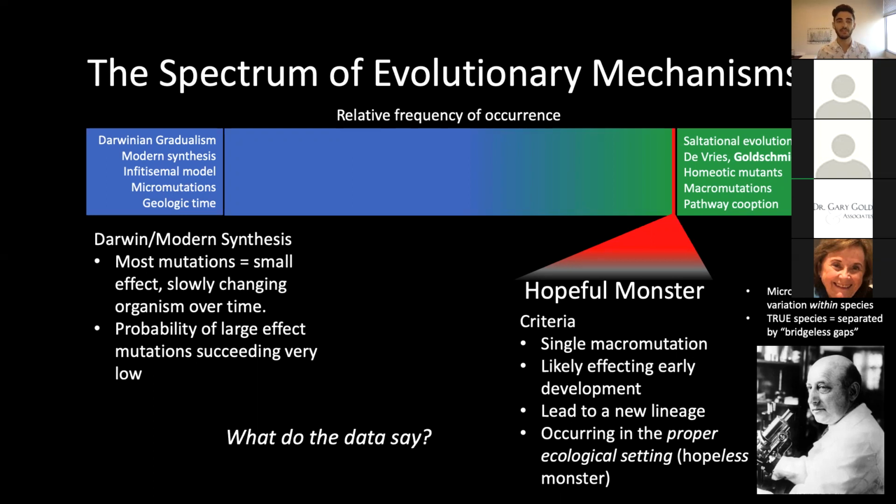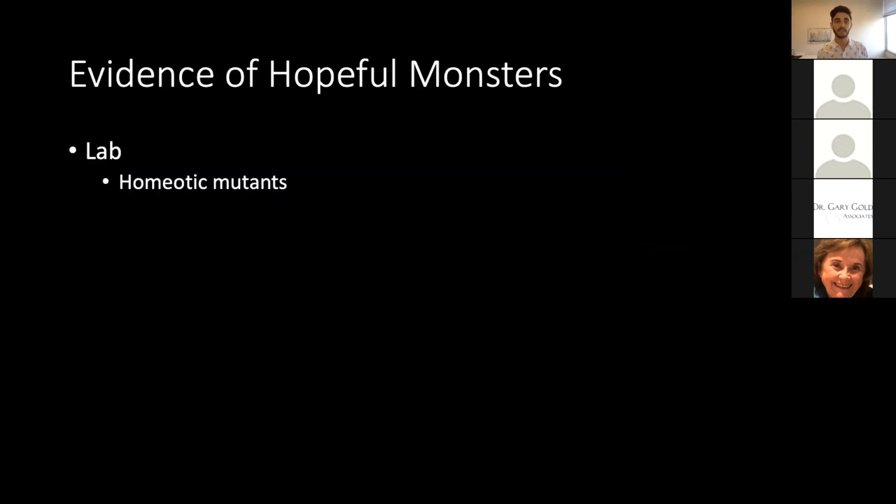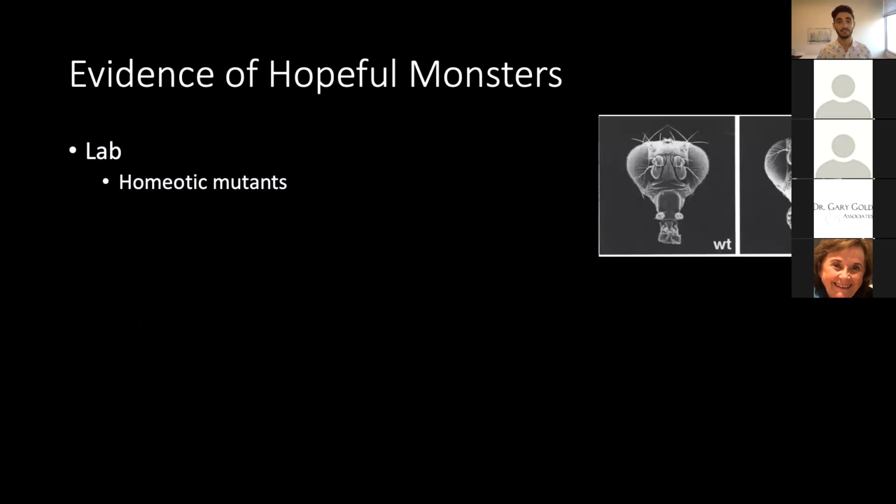Now in Goldschmidt's times, he recommended looking at homeotic mutants, or organisms where one organ is replaced with another, as evidence for these types of monsters. These are most commonly seen in the lab, like this example of Drosophila. This is a wild type head of a fruit fly. And this is a mutant where a developmental gene called proboscipedia has been knocked down, and you get a replacement of mouth parts with legs.